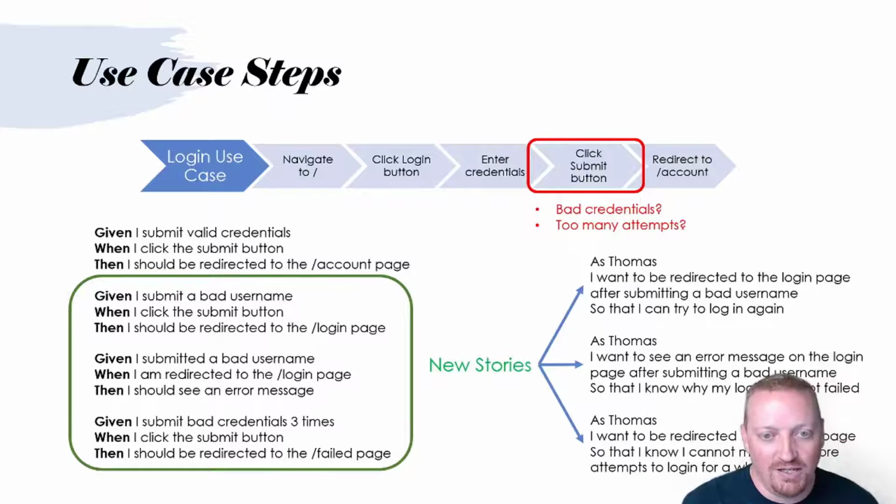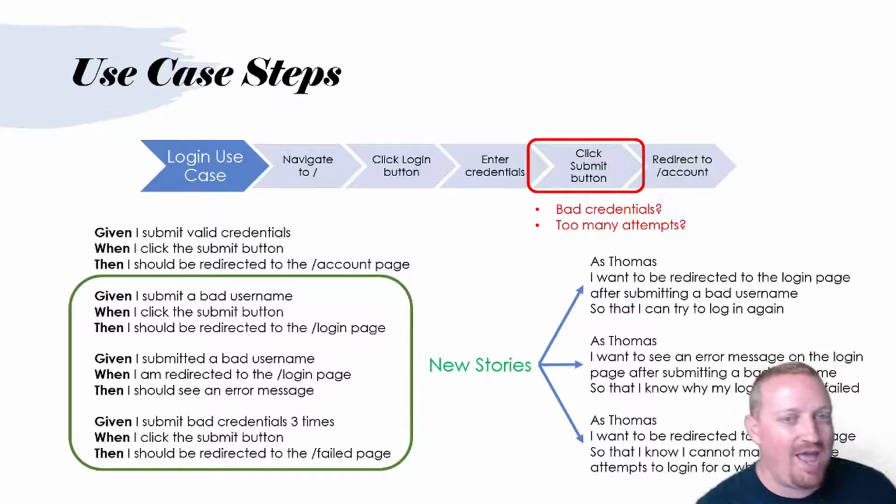And just to give you guys an example of this, if we take the acceptance criteria, given I submit a bad username, when I click the submit button, then I should be redirected to the login page. You could rewrite that as a user story that says, as Thomas, I want to be redirected to the login page after submitting a bad username so that I can try to log in again. Okay, so you can take that acceptance criteria and just frame it back to the purpose and usefulness and value to that particular persona or user, right? That's all that you're doing, is taking that acceptance criteria and rewriting it as a story.